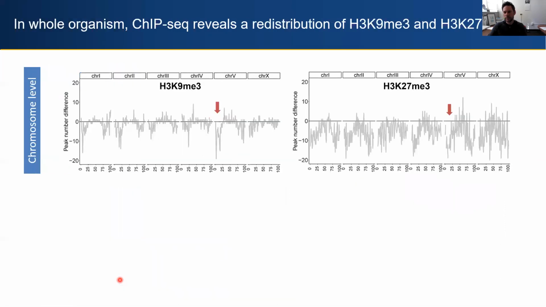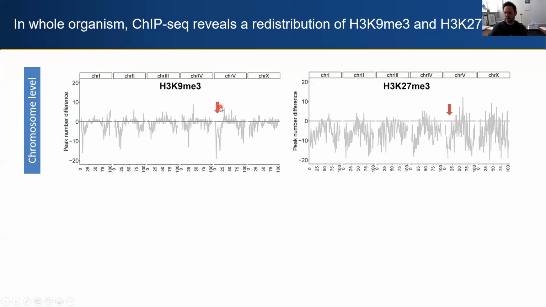We also looked more specifically at different loci across the genome. We did that by ChIP-seq. We had to do this in the whole worm, though, instead of looking just at the germline. And what we saw was very interesting. We saw a redistribution of K9 and K27 across the chromosomal landscapes. Especially, we saw a reduction of K9 and K27 at the ends of chromosomes.